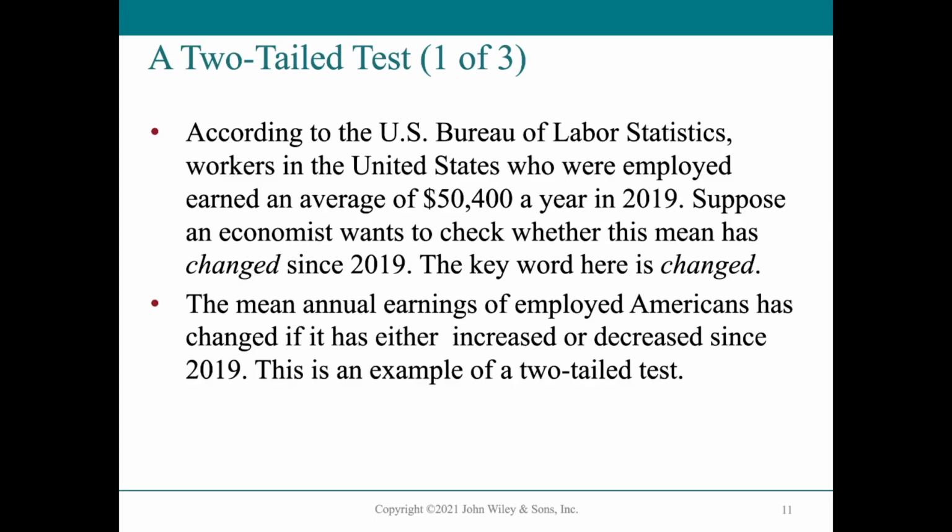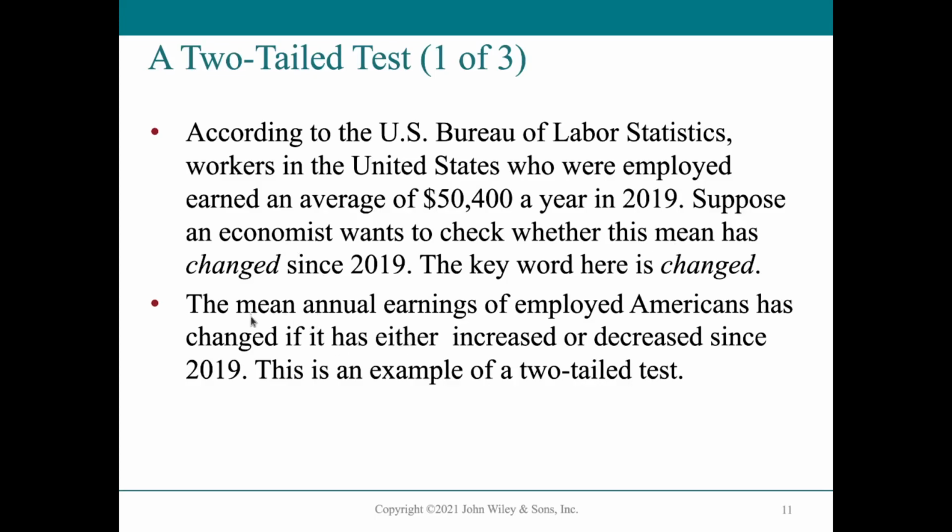So let's look at an example for how you know if a certain hypothesis test should be two-tailed or one-tailed. According to the U.S. Bureau of Labor Statistics, workers in the United States who were employed earned an average of $50,400 a year in 2019. Suppose an economist wants to check whether this mean has changed since 2019. Now, the question here is, has it changed? Is it different? That's basically a two-tailed test because it doesn't say that it should be greater or less, but rather, has it changed from the value? So that is a two-tailed test.